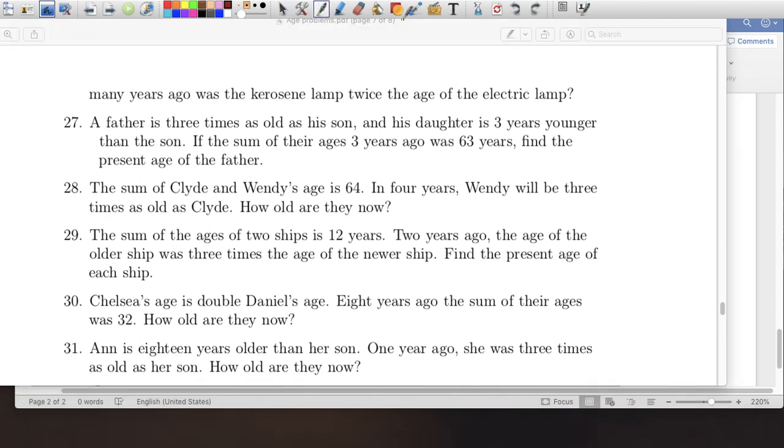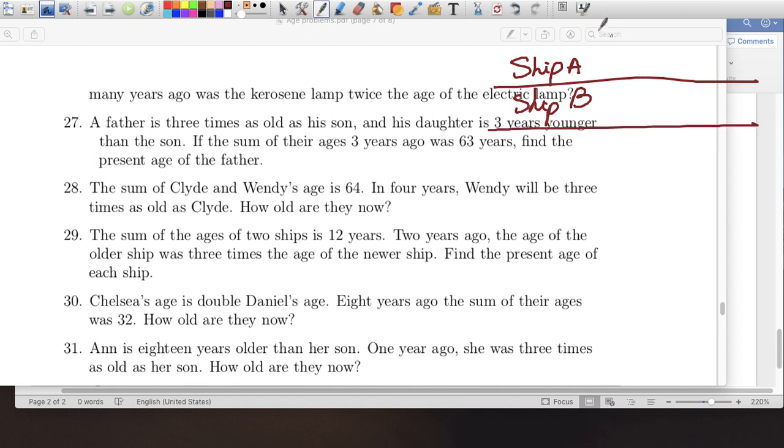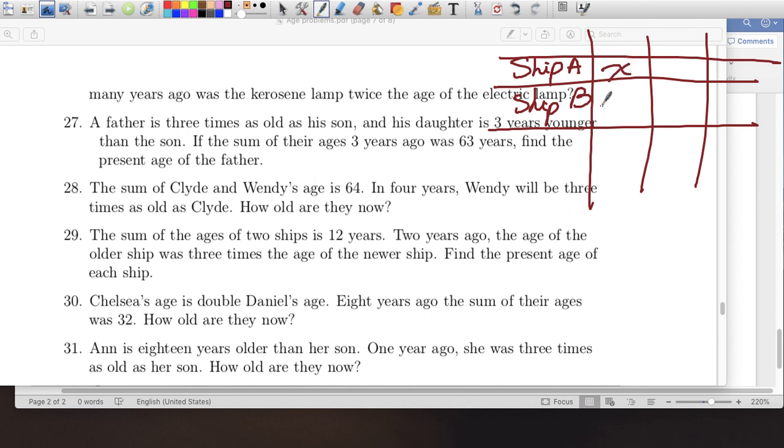The age of two ships. So I'm going to call them ship A and ship B. It's 12 years. Their ages. So if one ship is X, the other ship is going to be 12 minus X, right? 2 years ago, so this is now, and then this is minus 2. 2 years ago, ship A was obviously X minus 2. And 2 years ago, the other ship was 12 minus X minus 2.